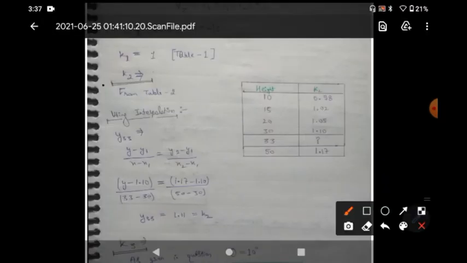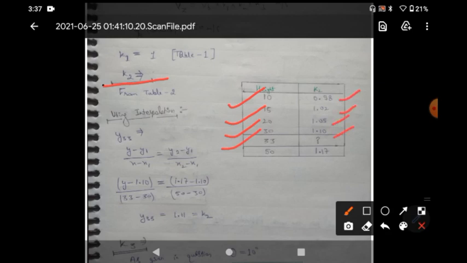As you can see here, I have to find the value of K2. From the figure, you can see that the value of K2 from Table 2, I have taken different values from the table. For 10 meter it is different, for 15 meter, for 20 meter and 30 meter they are totally different. The value of K2 is totally different.